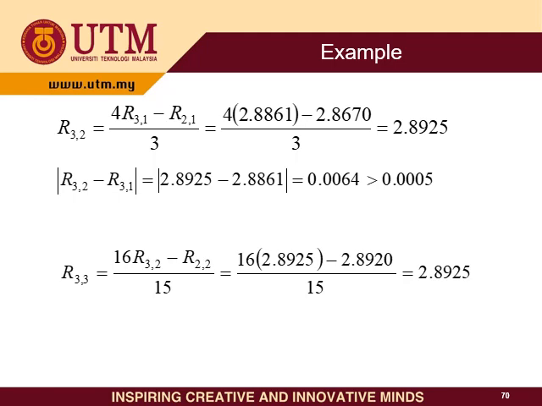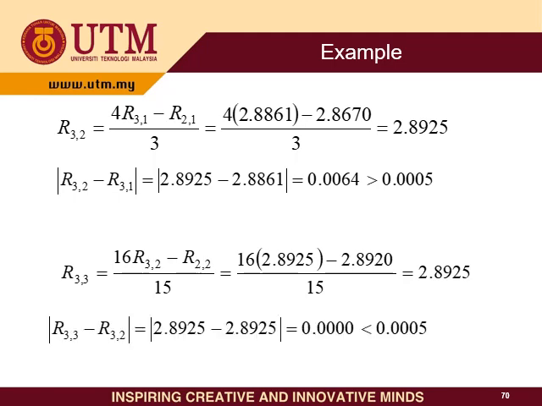For R32 and R33, we come back to the Richardson improvement. Okay, this is the formula from Richardson improvement. For R32, you just put the numbers you already got from the previous calculation, your R31 and R21, and then you will get your R32. And you can minus with your R31 and see whether it is bigger or not than your error. It is still bigger, so you proceed to find your R33.